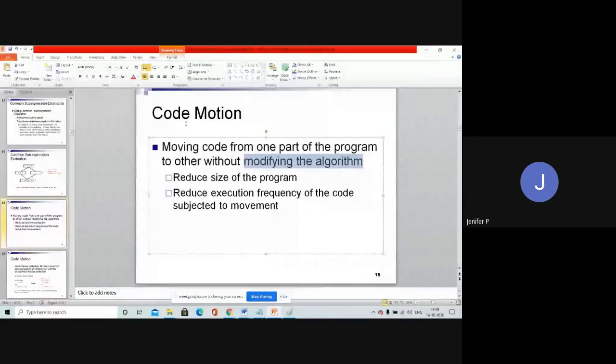Code motion is actually an important technique in loop optimization. When you are considering a while loop or a for loop, code motion is an important technique. You see here, yeah.